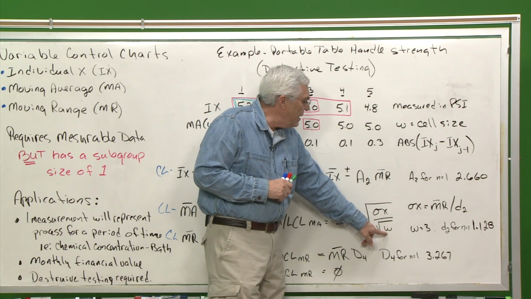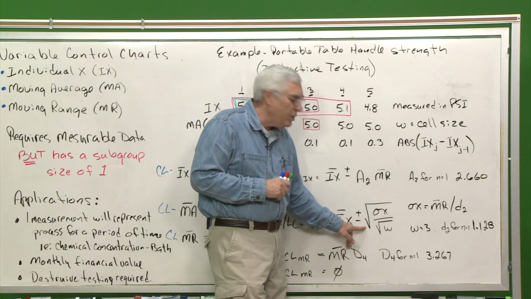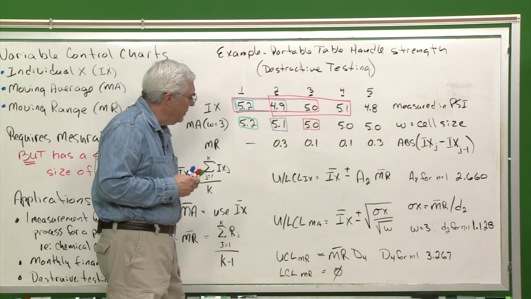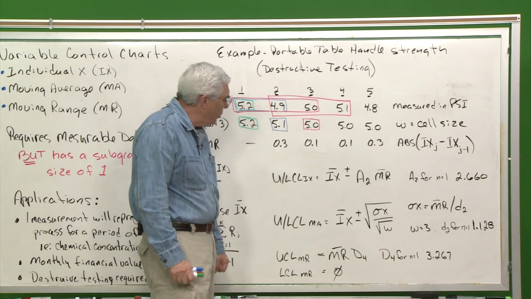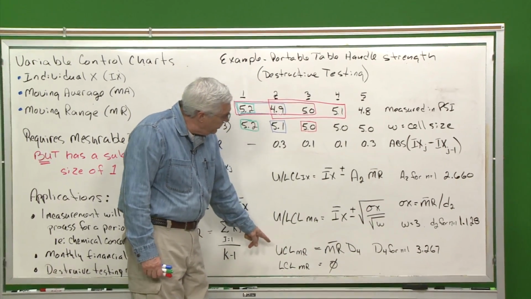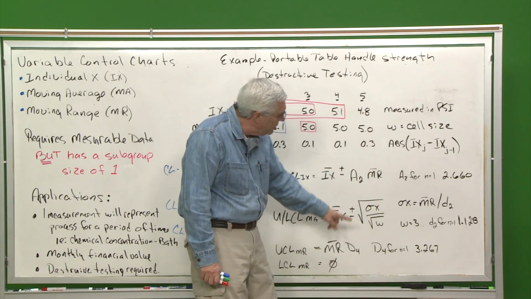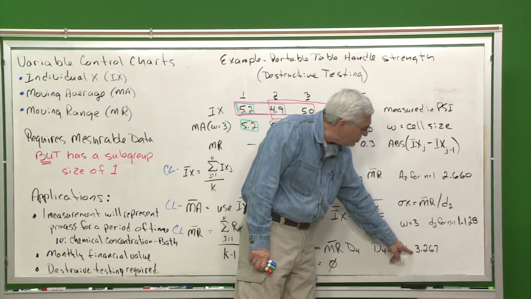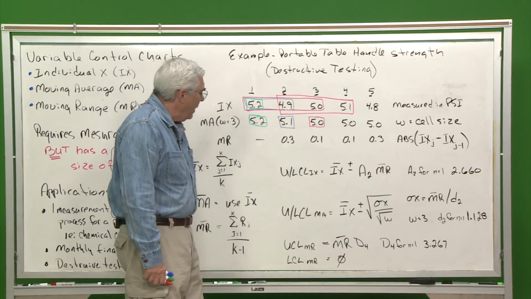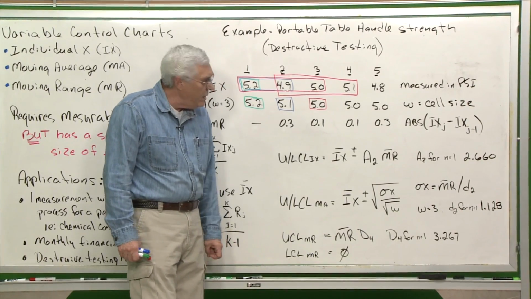If the cell size is 3, then I'm simply dividing this by the square root of 3, and either adding it to or subtracting it from the Ix bar value. Finally, the upper and lower control limits for the moving range. We separate these because there's a little bit of difference here. The upper control limit for the moving range is simply the Mr bar value times D4. As with the others, the D4 value for a subgroup size of 1 is 3.267. Take note of that. Again, it's not in the chart in your book. The lower control limit for the moving range is real simple: it's always 0.